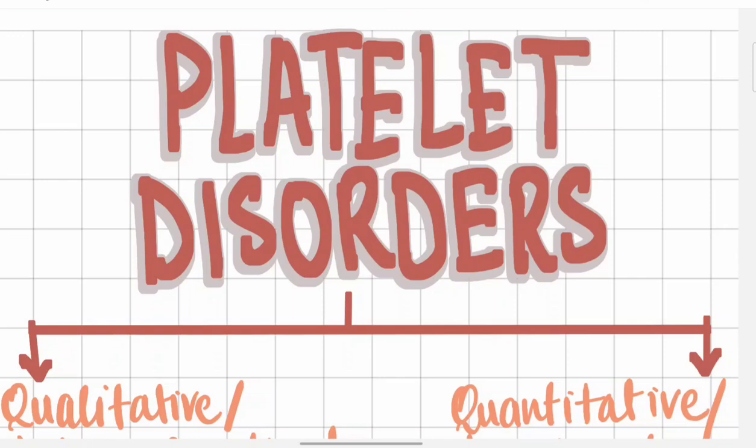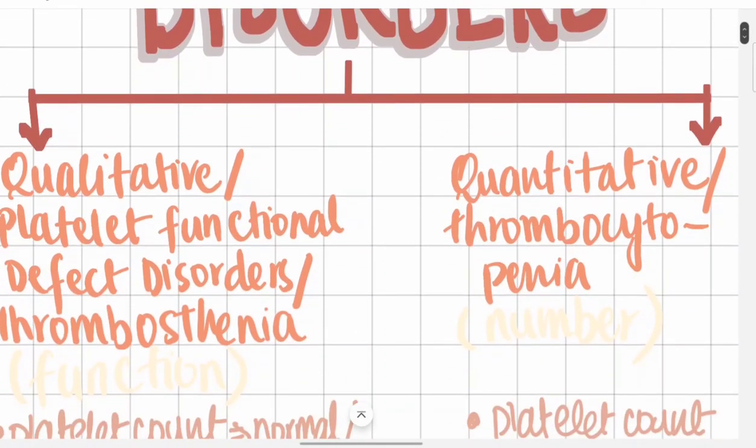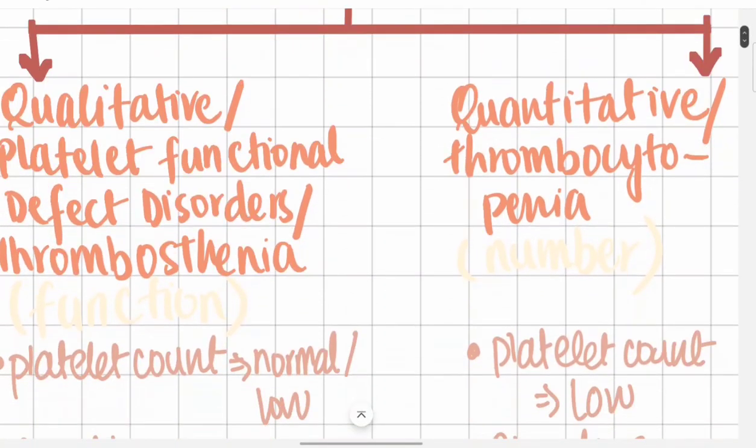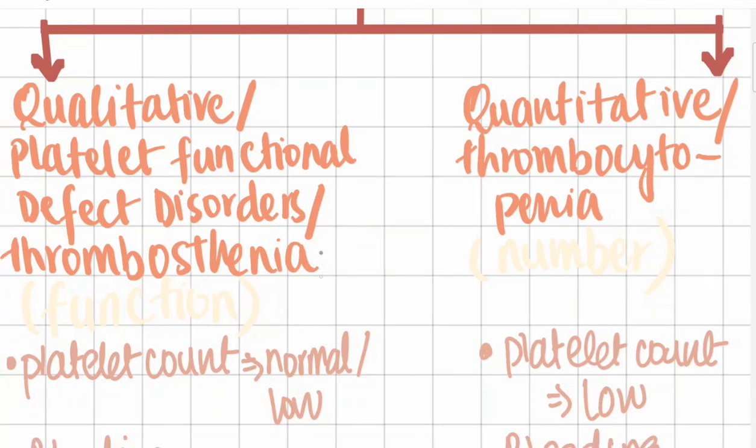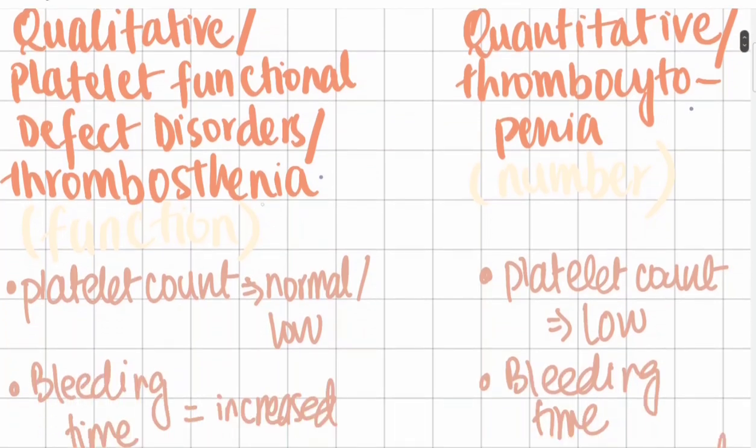Now that we have gone over the normal hemostasis, we're going to look at the platelet disorders. We have a schematic view for this. There is one qualitative and one quantitative. The qualitative is also called platelet function defect disorders and thrombasthenia. And quantitative is also called thrombocytopenia. In qualitative, it is related to the function, and quantitative is related to the number.